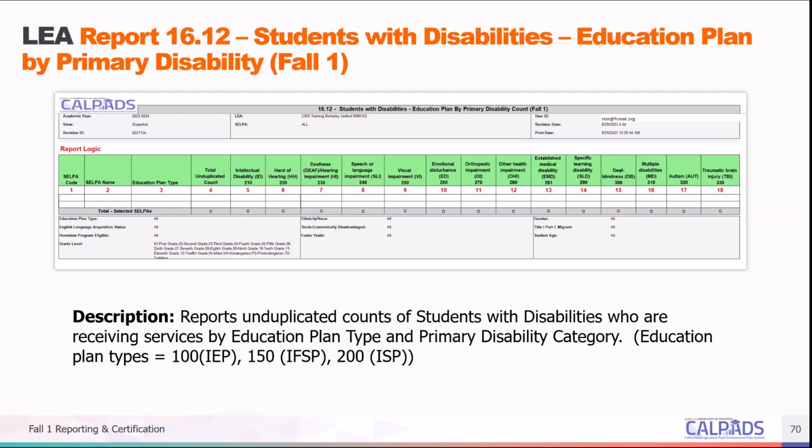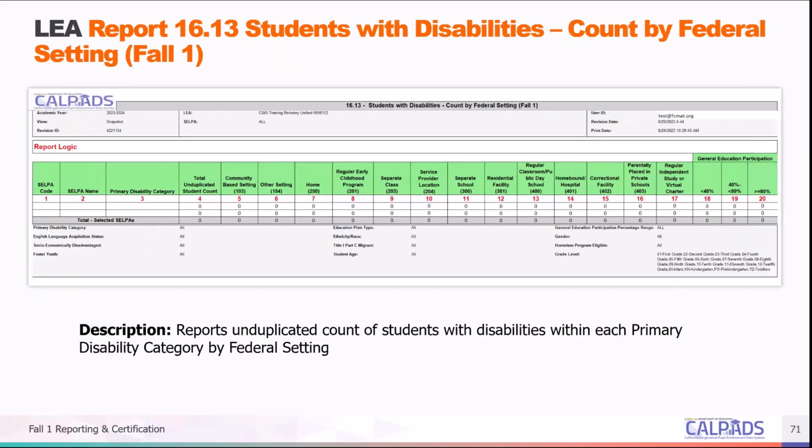100 and 200 are for school age students. 150 is pretty much for the infants. The 150s and the 200s would have enrollment status 50. That's something you, as a SIS data coordinator, want to know: how to properly enroll students with disabilities. And then report 16.13, students with disability count by federal setting.